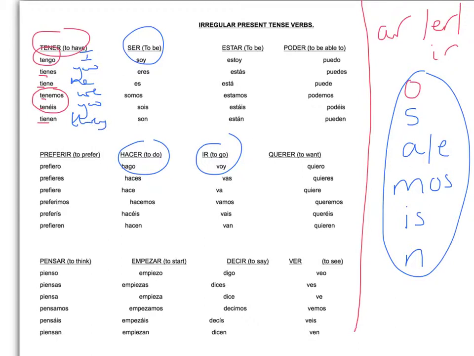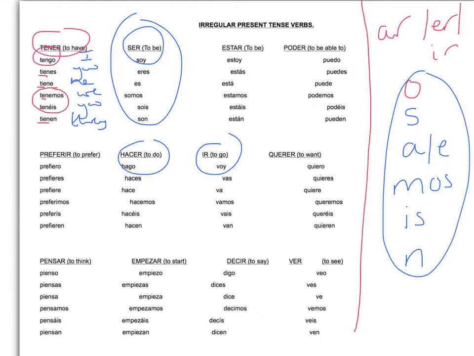So tener, really, the only bit that's irregular is tengo. After that, remember a slight spelling change for a few of them. Ser, excuse me, ser is completely irregular. I will give you that one. So you just need to really learn that. But as I mentioned earlier, it does still have those patterns.